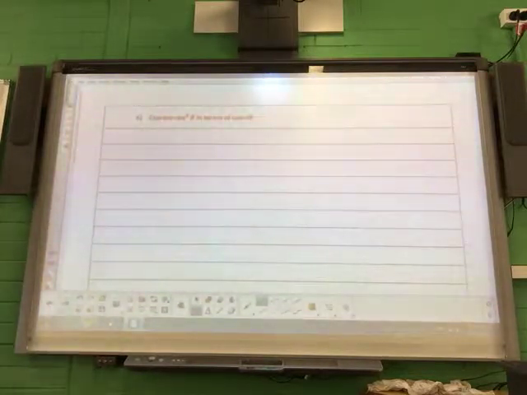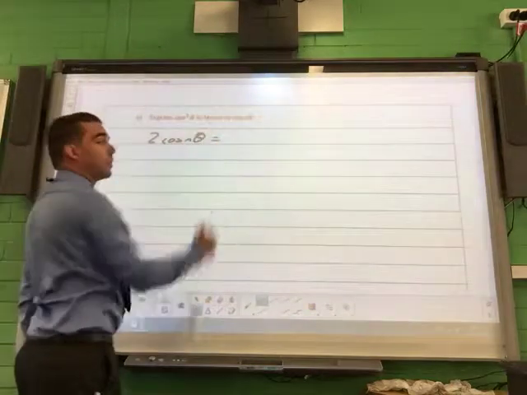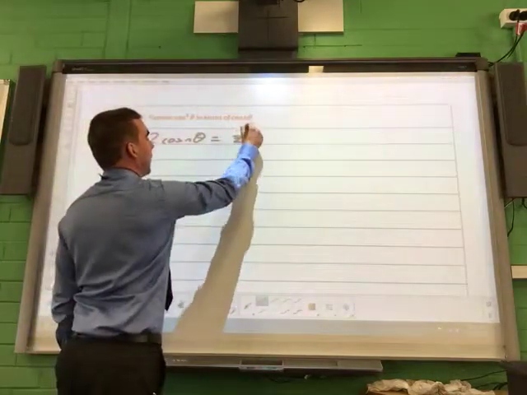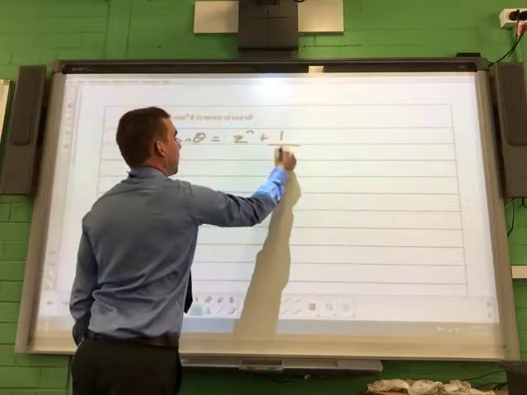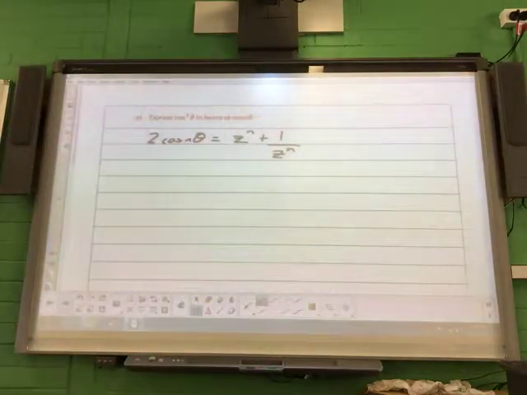Last question I've got for you today. Express cos cubed theta in terms of cos n theta. The reason why we derived that result from the previous page is we can use it very quickly in this question. So we know that 2 cos of n theta from the previous page was z to the n plus 1 over z to the n. So the addition is the cos, the subtraction is the sine.